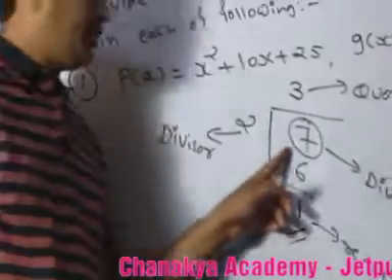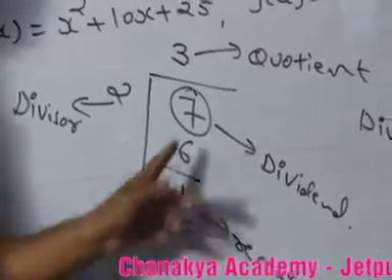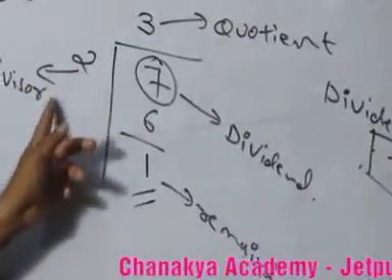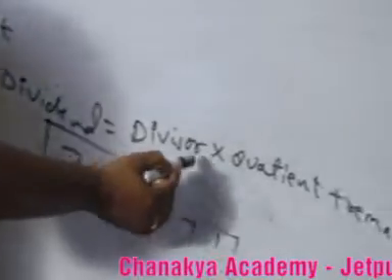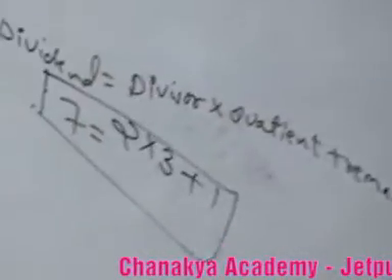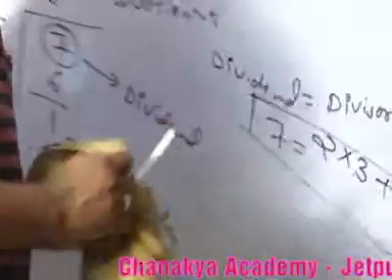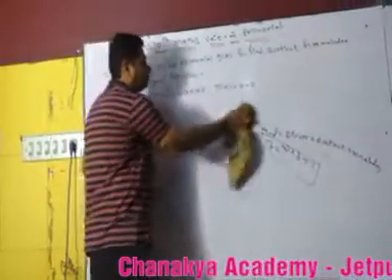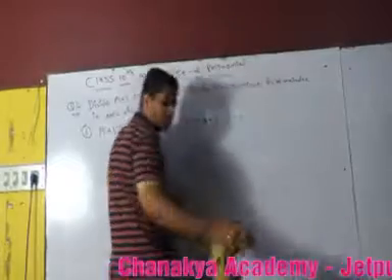Again, dividing 7 by 2, 3 is our quotient, 1 is our remainder. Therefore 7 is dividend, 2 is divisor, 3 is quotient, 1 is remainder. Dividend equal to divisor into quotient plus remainder. Therefore 7 equal to 2 into 3 plus 1. Now we are going to our original question. What is our original question?